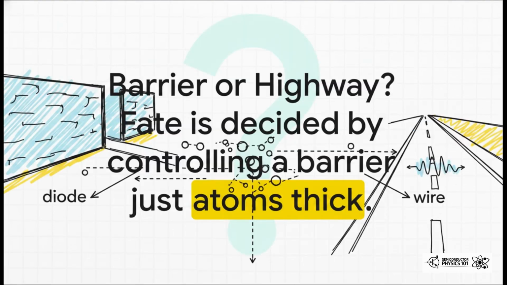And that's really what it all comes down to. Whether that tiny junction becomes a barrier or a highway, a diode or a simple wire, the entire fate of our electronics is decided by our ability to control a barrier that's only a few atoms thick. It's an absolutely incredible piece of engineering, and it's what makes all of our modern technology possible.